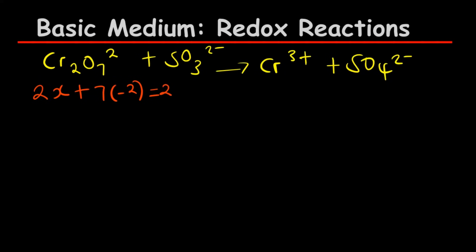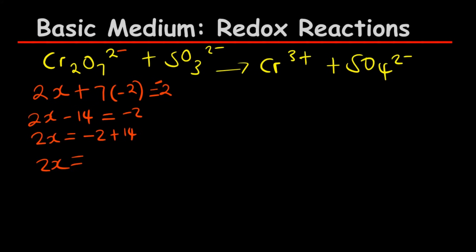What is the charge for chromium exactly? It is 2 minus. So this is 2 minus, which means we're finding minus 2. Then you solve: 2x minus 14 is equal to minus 2. When I take the 14 to the other side, I'm going to have 2x is equal to minus 2 plus 14. That will give me 12. So that will be 2 and 2. So therefore my x in this case is going to be 6.